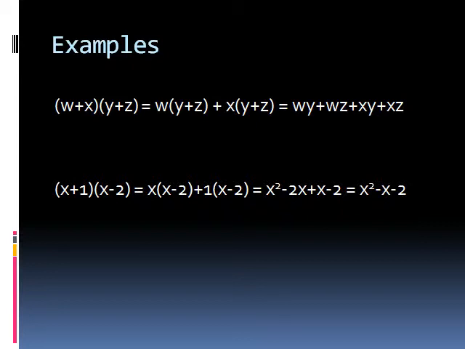This could be rewritten as x times x minus 2 plus 1 times x minus 2, which if we redistributed it, we would have x times x, which is x squared, minus 2 times x, which is minus 2x. And if we look at the 1 times x minus 2 side, we would just have plus x minus 2. And if we collect the like terms together, we would have x squared minus x minus 2.